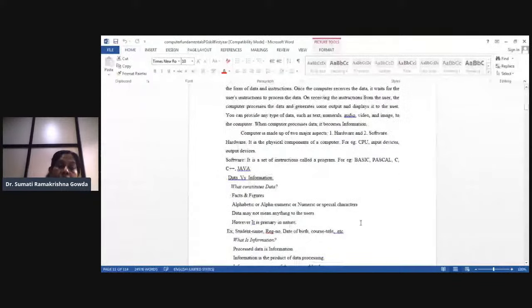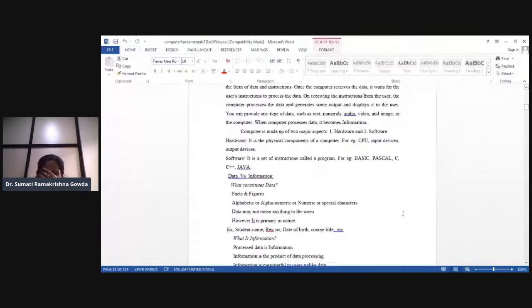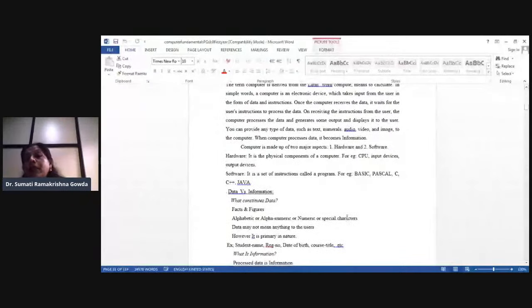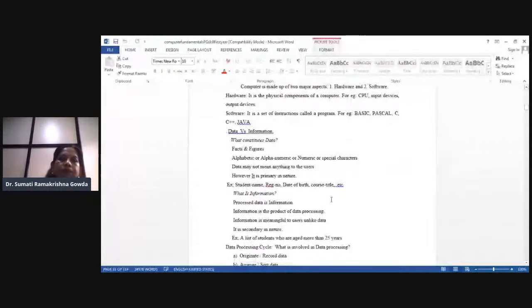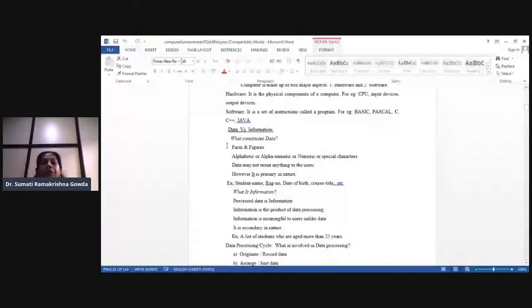Okay. So what do you mean by data? Data versus information. Now you know a computer is an electronic device. What do you mean by computer? A computer is an electronic device which takes the input, processes it, and gives the output. So now, data versus information. What constitutes data? See, data means raw facts or figures.